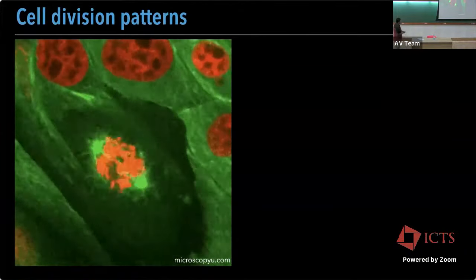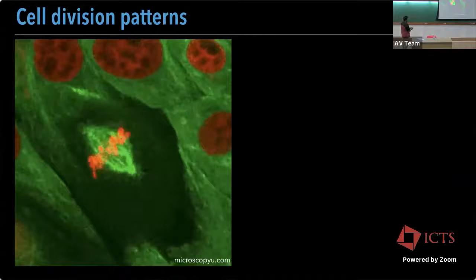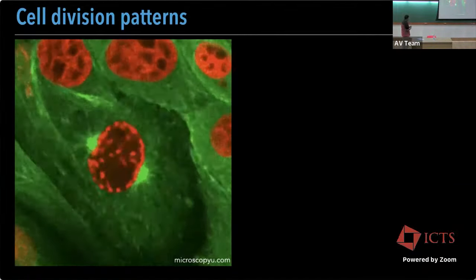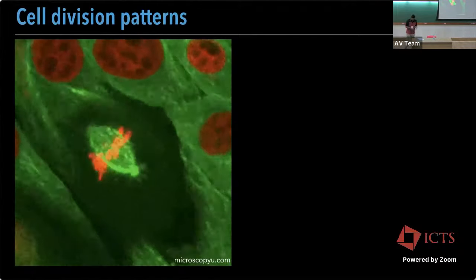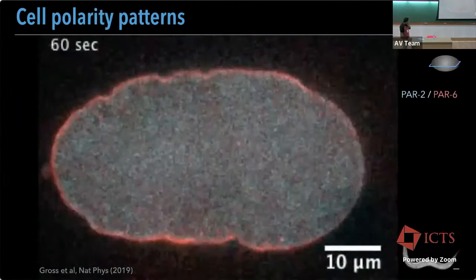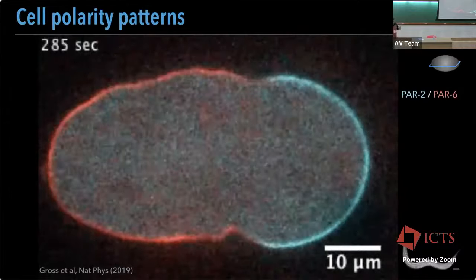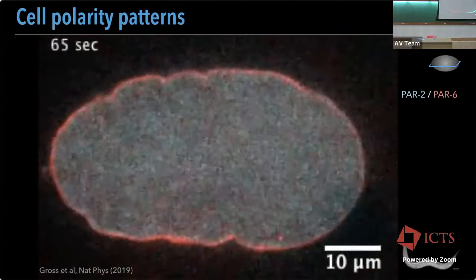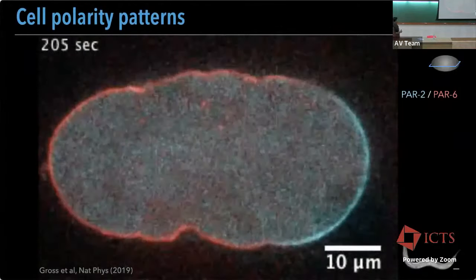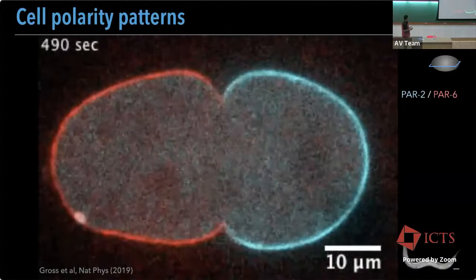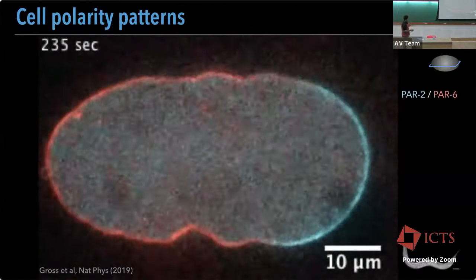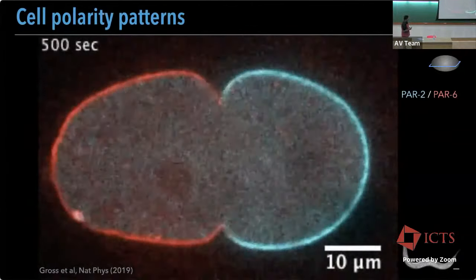So how is it that this pattern of DNA condensation is happening? What are the forces that are coming up to pull this apart, and how do these things happen? One is at the cell division level, and other kinds of patterns that come, which are very important in establishing axes in organisms, are polarity patterns. So you see a cell, which is from a zygote of a creature called C. elegans, a standard organism which is used.